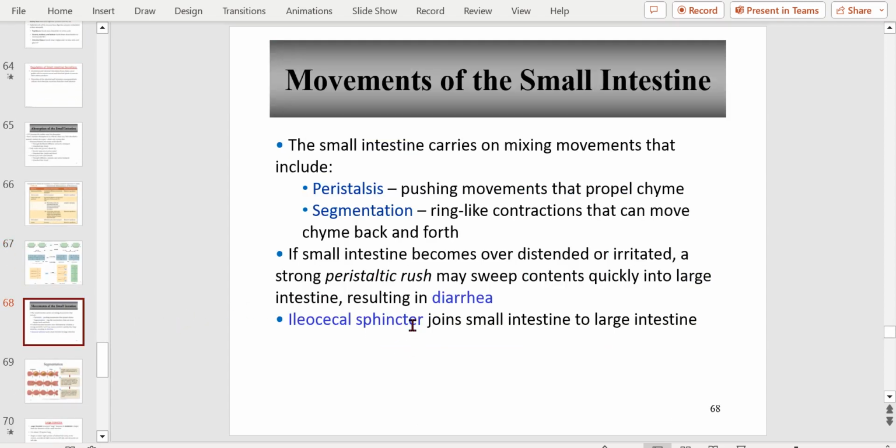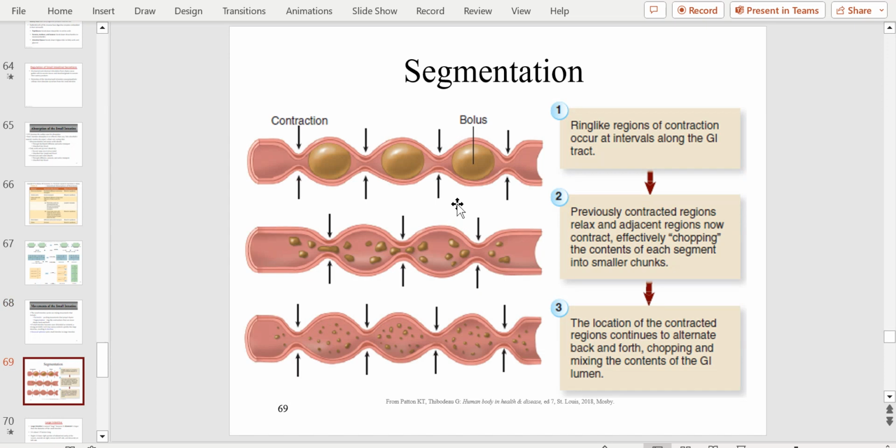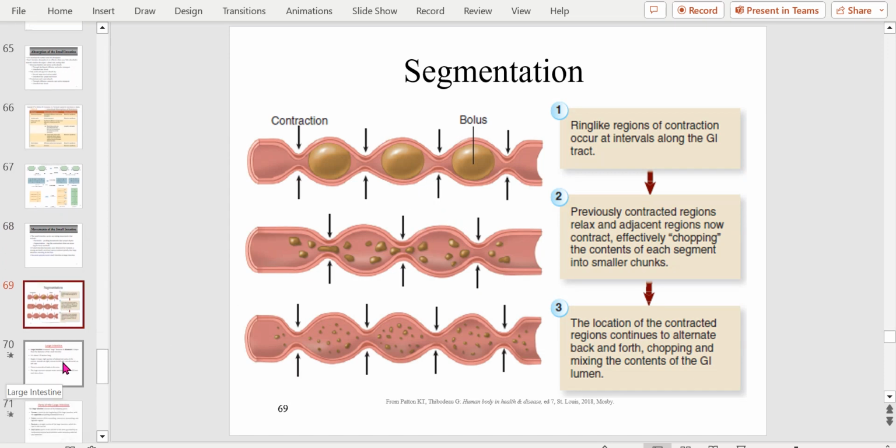Movement of the small intestine. Again, we're back into peristalsis and segmentation. You want to go back up to the slide there earlier on and have a look at that. Here's more of it here. There's your segmentation, peristalsis, moving things around and breaking them up.